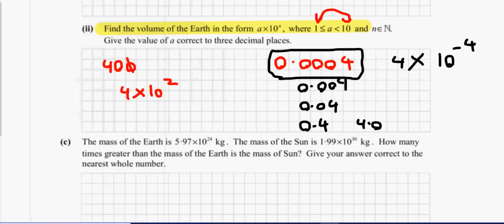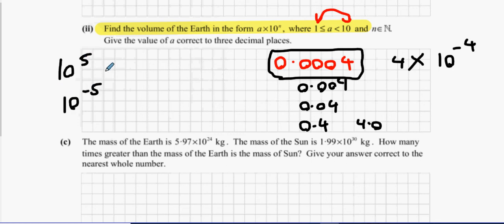So, Cormac, can you explain the difference between 10 to the power of 5 and 10 to the power of minus 5 for me? You're multiplying by 10 5 times. And what does 10 to the power of minus 5 mean? Dividing by 10. 10 to the minus 5 makes your number smaller, while 10 to the power of 5 makes your number bigger. All right, cool.